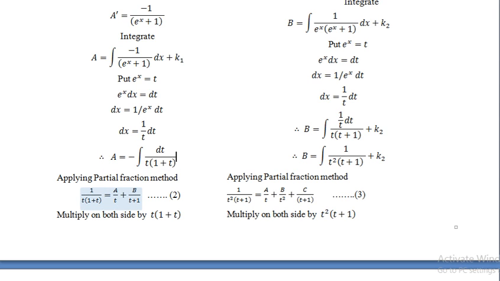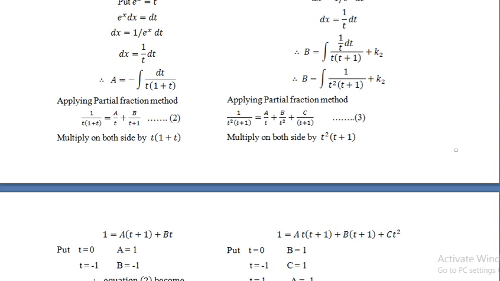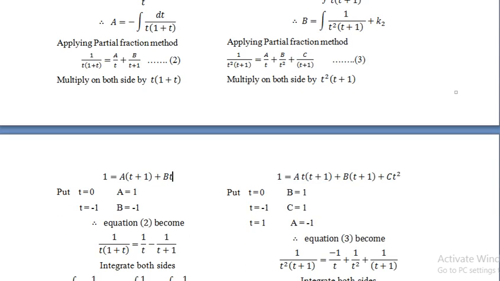So 1 divided by t into 1 plus t equals a divided by t plus b divided by t plus 1. So the LCM is t and t plus 1. We multiply on both sides by t into t plus 1. So the left hand side is 1; on the right hand side, t cancels out, giving a into t plus 1, plus, here t plus 1 cancels out, b into t.